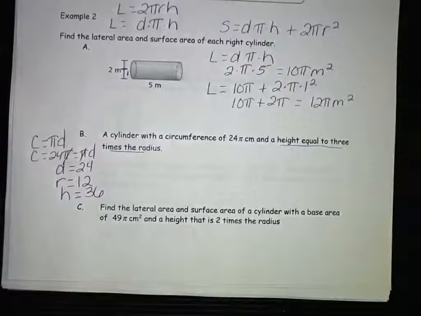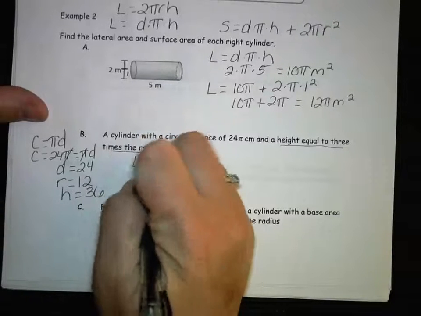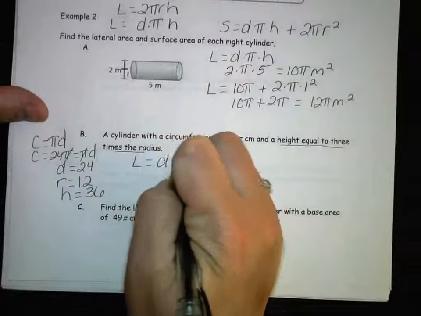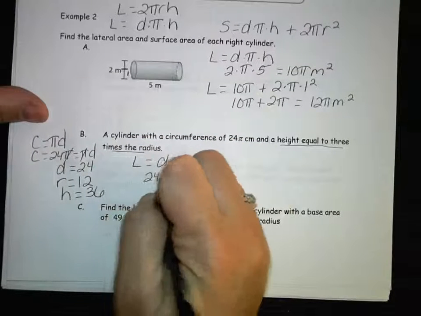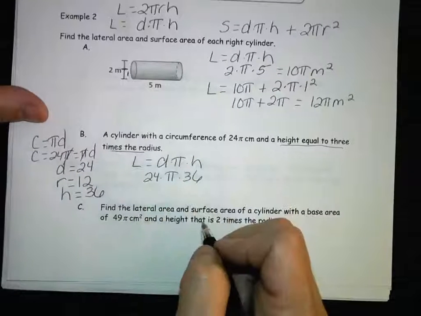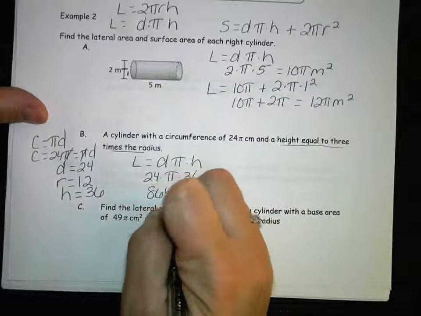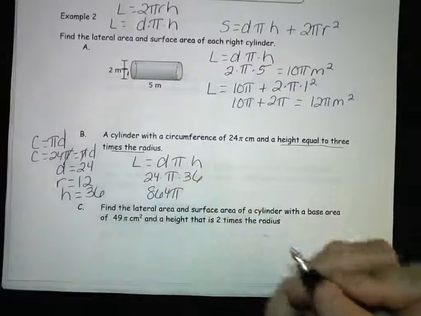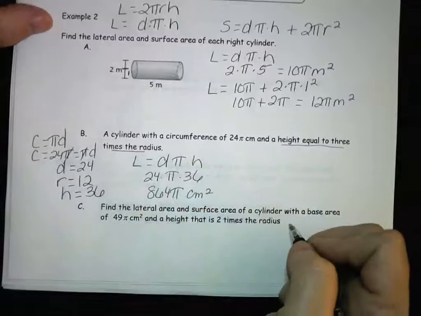And once we know those formulas, we can start to substitute in. Lateral area is diameter times pi times height. So 24 times pi times 36. 24 times 36 is 864 pi centimeters squared.